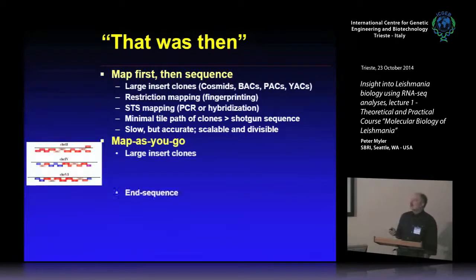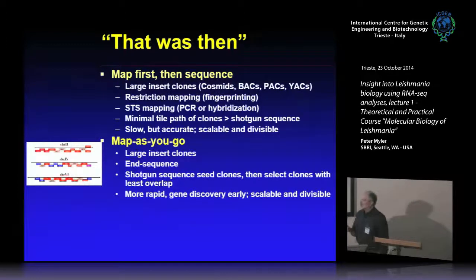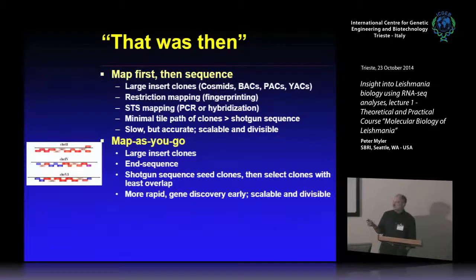So that soon gave way to a map-as-you-go approach, where rather than doing the restriction mapping, you just took your clones and end-sequenced them, and then you shotgun sequenced a few of them, and then you used the end sequences to figure out which ones had the least overlap, and you went on to the next one. So it was a little bit more rapid because you didn't have this startup phase, but it was still scalable and divisible.